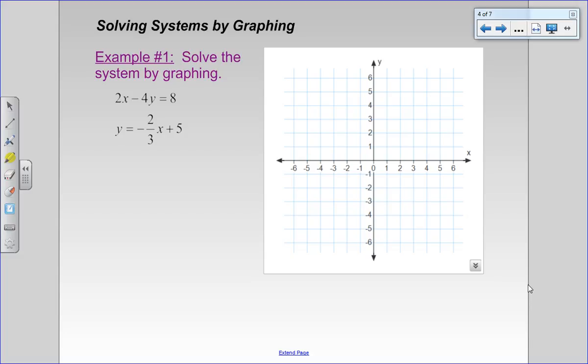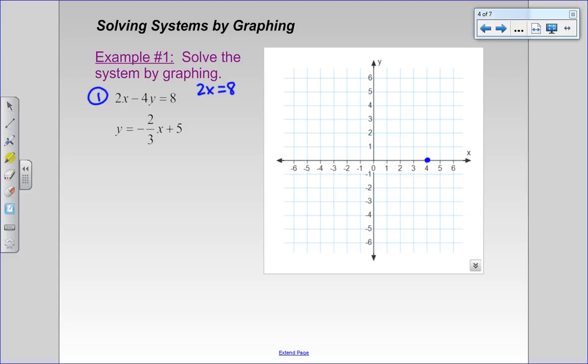In our first system, the first equation is 2x minus 4y equals 8, and we'll graph the solutions of this equation using a blue line. Note that because of the way the equation is written, it's easy to graph this line by finding the x and y intercepts. To find the x-intercept, we let y equal 0, and we have the equation 2x equals 8, or x equals 4. Therefore, the x-intercept is the point (4, 0), and we can graph that on our coordinate plane.